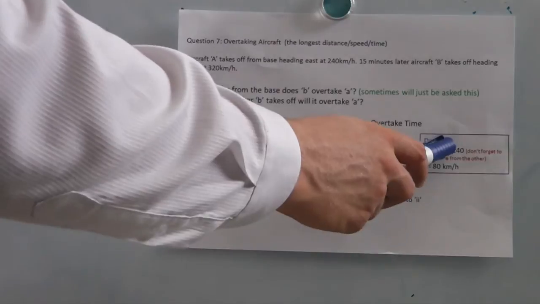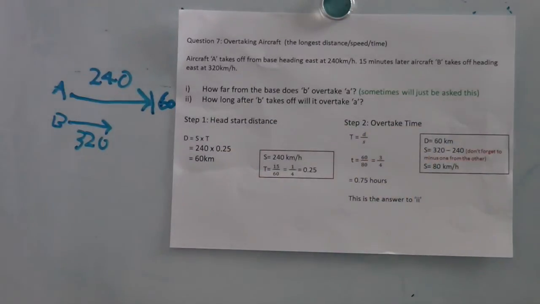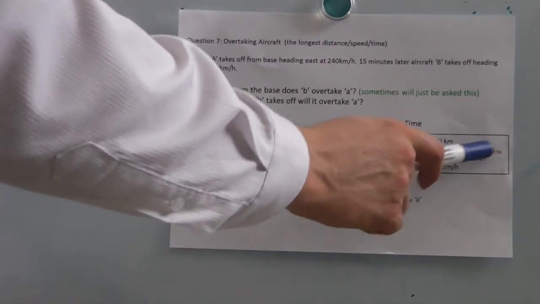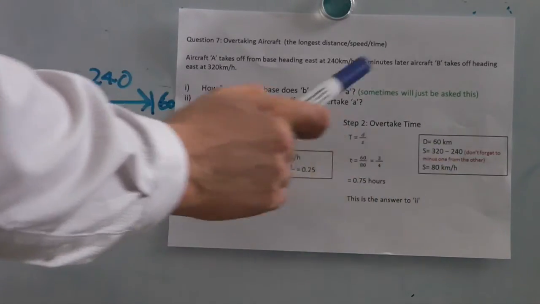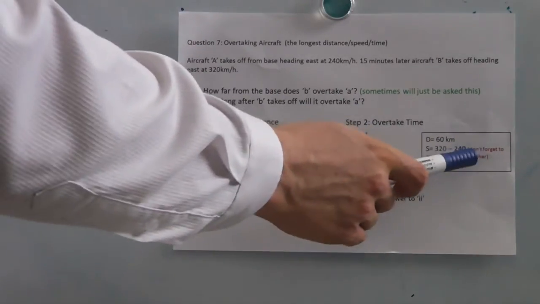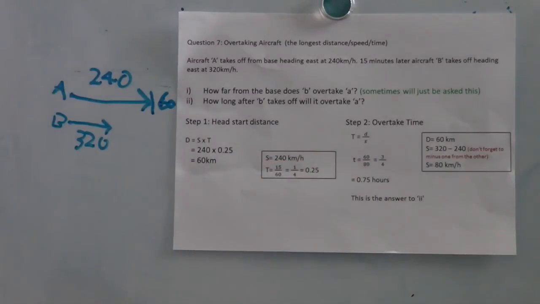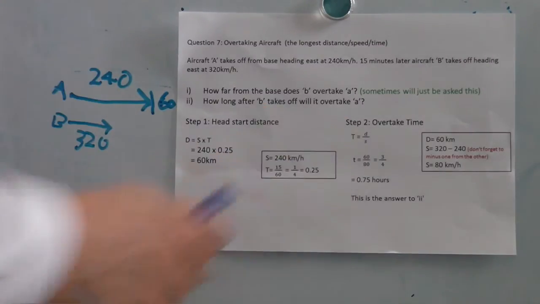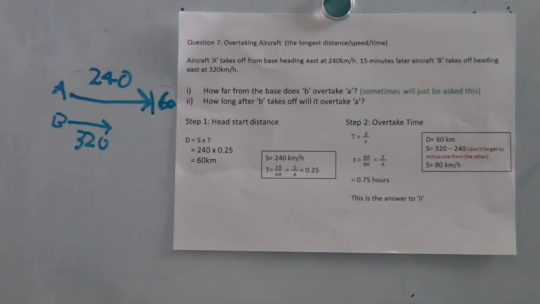So we just have the information laid out to the right. So the distance is 60 kilometers. The speed is the difference in speed. You need to minus aircraft A from aircraft B. The difference in speed is 80 kilometers an hour. We're working out the time. So time equals distance over speed. Time equals 60 over 80, which equals 3 over 4, which equals 0.75 hours. So basically aircraft B is going to overtake aircraft A 0.75 hours after it takes off.